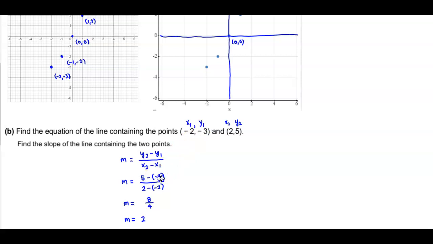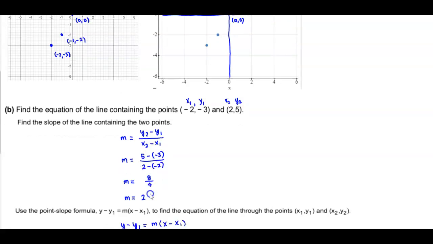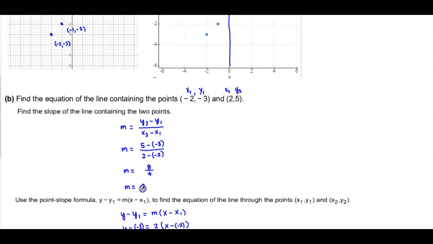So m is going to equal 5, which is y2, minus y1, which is negative 3, over x2, which is 2, minus x1, which is negative 2. So you end up getting 5 plus 3, which is 8, divided by 2 plus 2, which is 4. And 8 divided by 4 gives us 2. So m equals 2. Our slope is equal to 2.